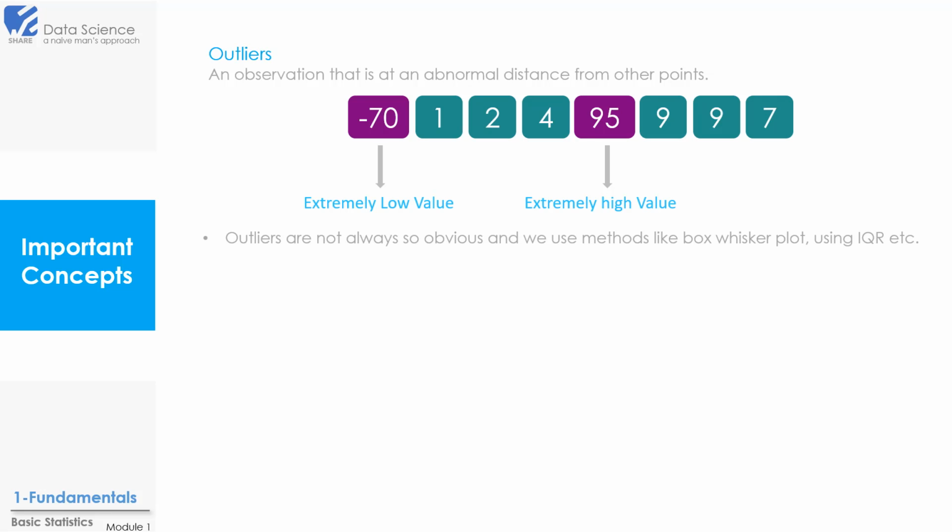However, outliers are not always so obvious, and we use methods like box whisker plot, interquartile range, etc. to detect outliers. We will see box whisker plots when we do exercises in R, but for IQR we can just see the formula here. These are the formulas that we use to find the outlier using the IQR method. So any point that lies beyond these limits will be considered an outlier.